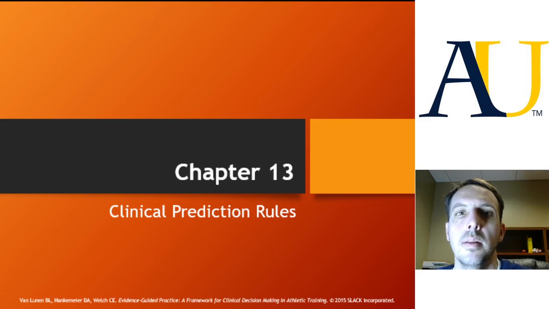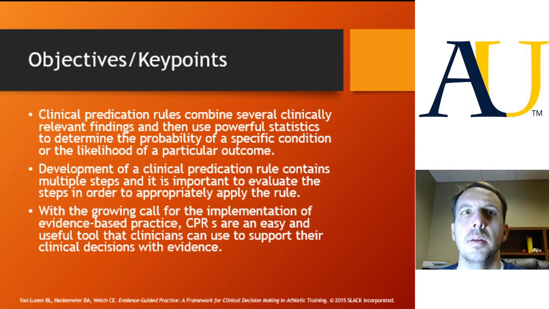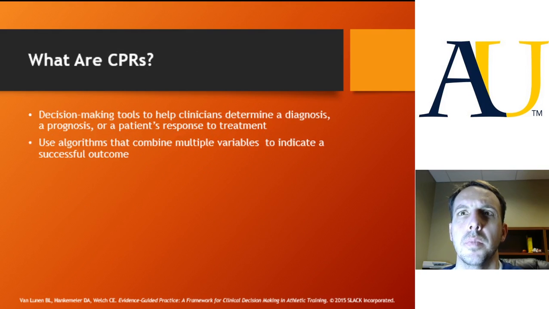So continuing in our discussion of application, the next tool we're going to look at is this idea of clinical prediction rules and how we can use clinical prediction rules to help us make decisions. So our objectives and key points, we want to understand what these clinical prediction rules are, also then understand how they are created, and then finally understand how we can go about utilizing them.